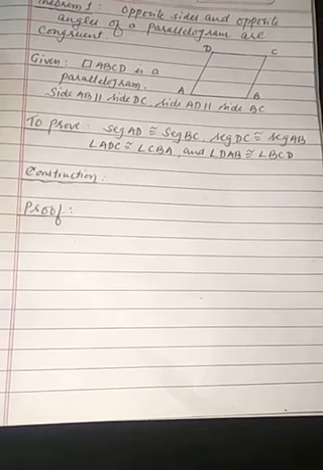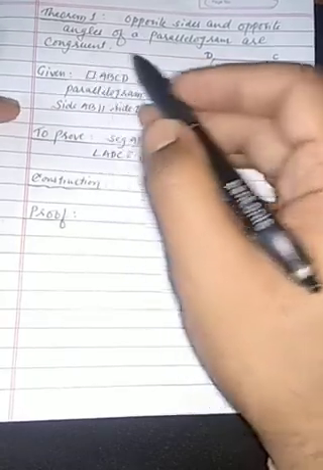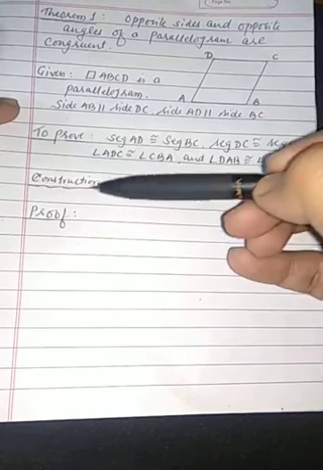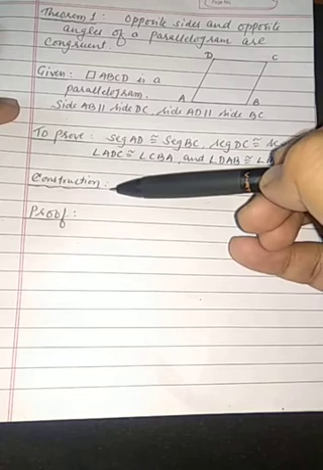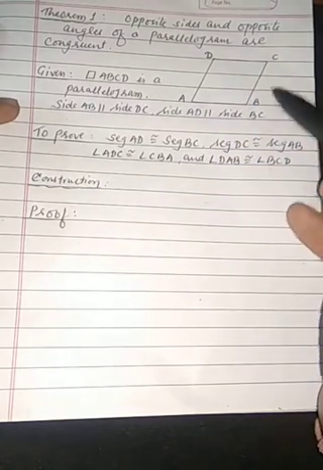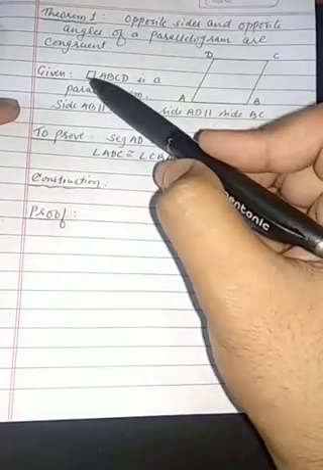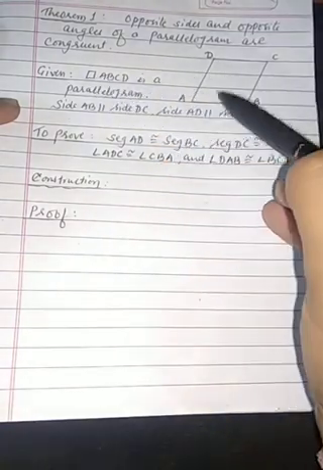Theorem 1 is: opposite sides and opposite angles of a parallelogram are congruent. To prove the theorem, we first have to write given and to prove, and if we are making a change, introducing something, that will be written as construction. According to the statement, the first thing we have is a parallelogram. So I'll write quadrilateral ABCD. You can give any name. We have taken ABCD here. So quadrilateral ABCD is a parallelogram.